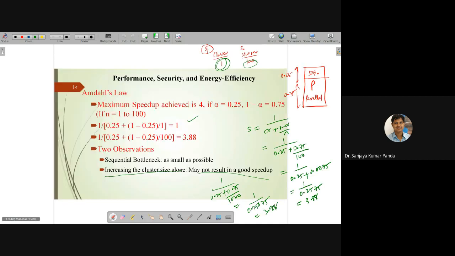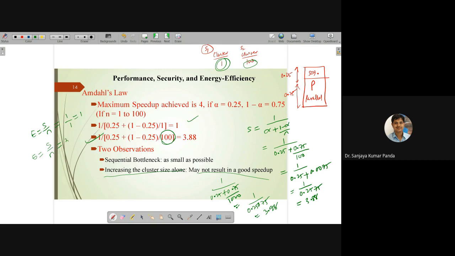Here you have calculated the speedup factor S. If I ask you to calculate the efficiency, you have to do efficiency equals S divided by N. So what is the efficiency here? S is equal to 1 divided by 1, so you will get 1. Efficiency is 1. In the second case, where you have taken 100 nodes, efficiency is equal to S by N.